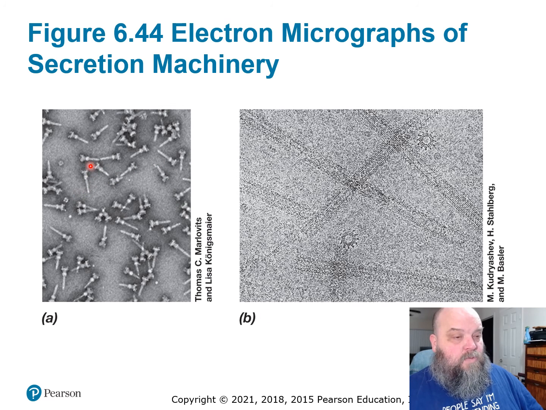Here you can see what these secretion systems actually look like isolated. Purified type 3. So you can see the parts that would cross the membranes, and then here's where it sticks out beyond the cell.